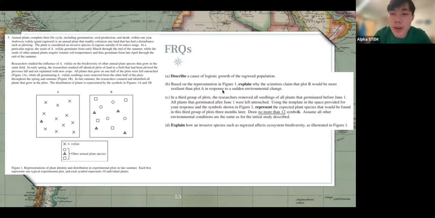Based on the representation in figure 1, explain why scientists claim that plot B would be more resilient than plot A in response to a sudden environmental change. So for this one, you have to talk about biodiversity. Because plot B is more biodiverse, it has both more species, but also the species are distributed more evenly. So it's not just 10 of one species and 1 of all the other ones. It's like 4 of each species, for instance.